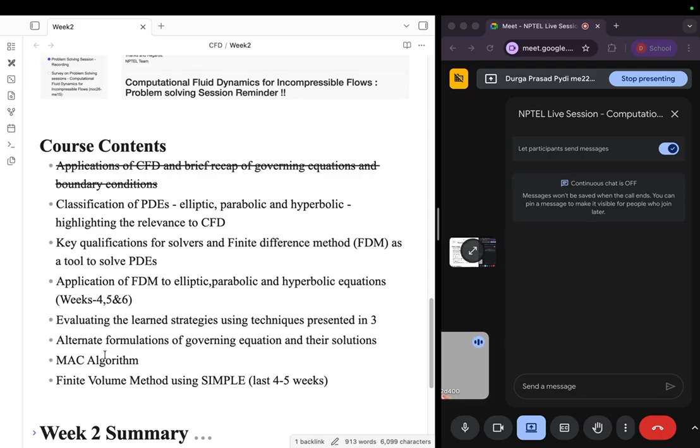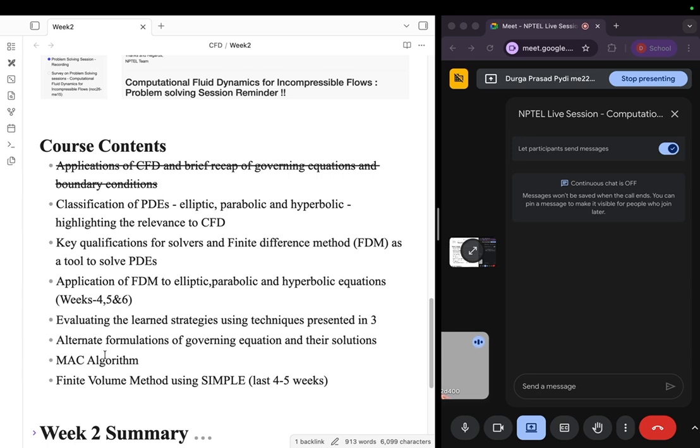Last week we discussed applications of CFD as a broad overview, and we brushed up on some governing equations: continuity, momentum, and the energy equations. We also discussed species transport and the different kinds of boundary conditions that we usually encounter in CFD.